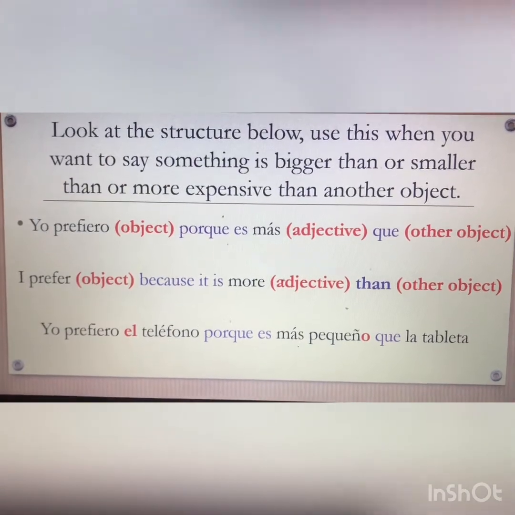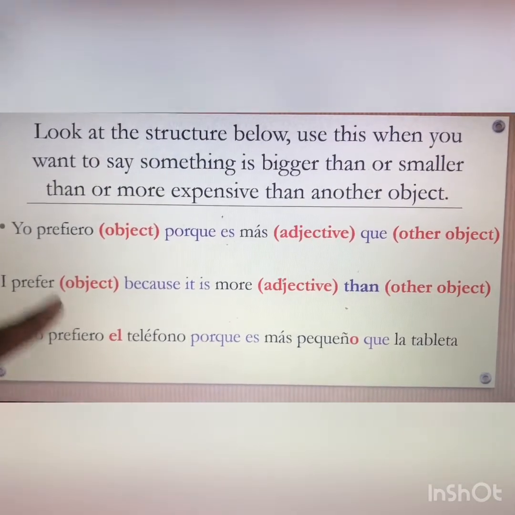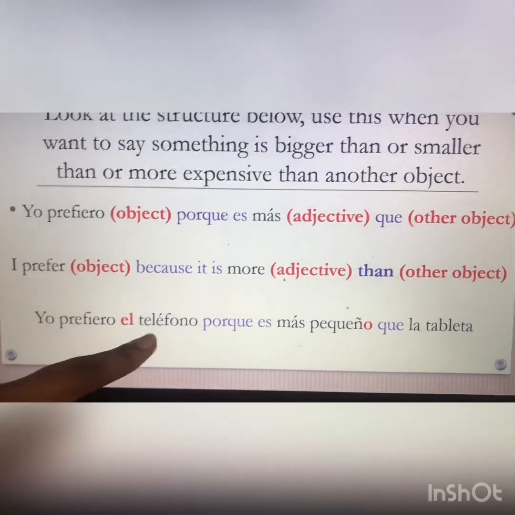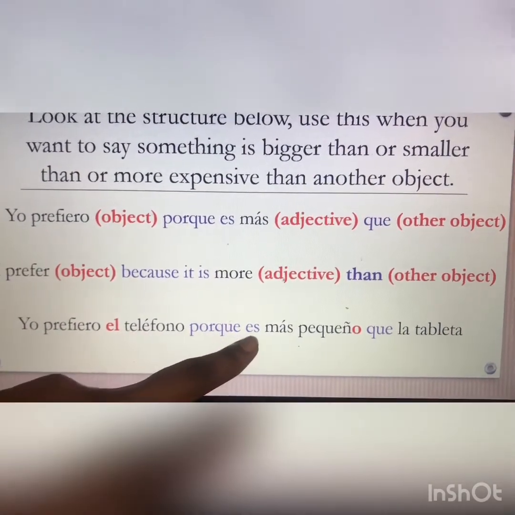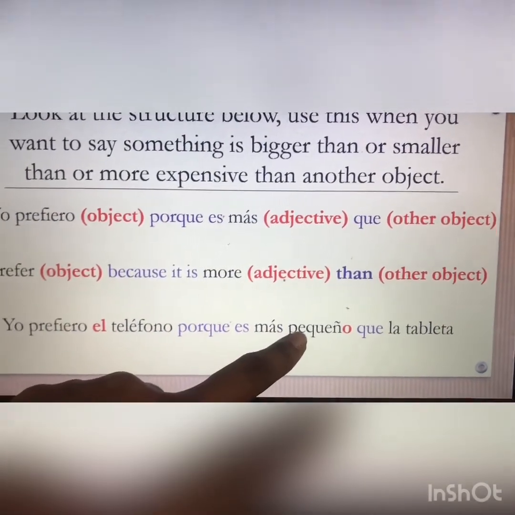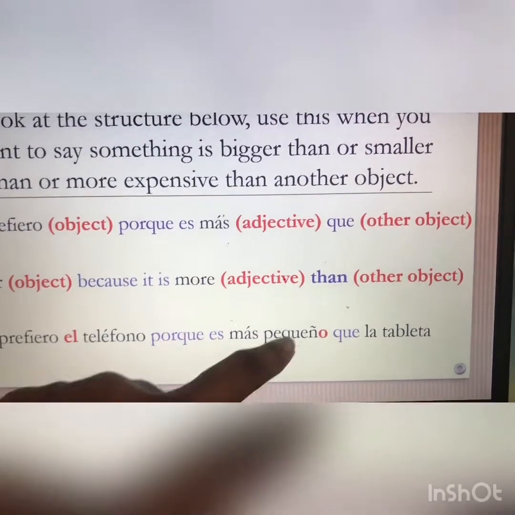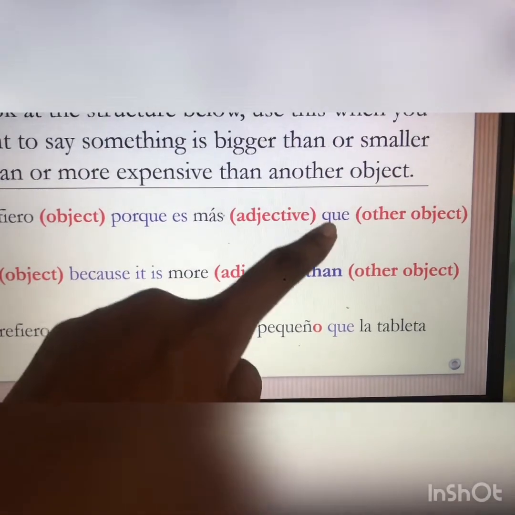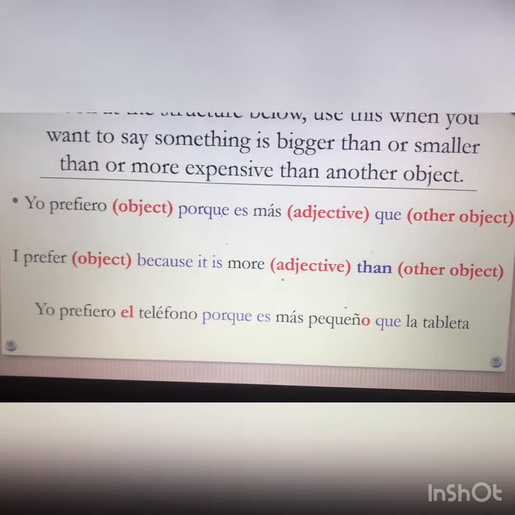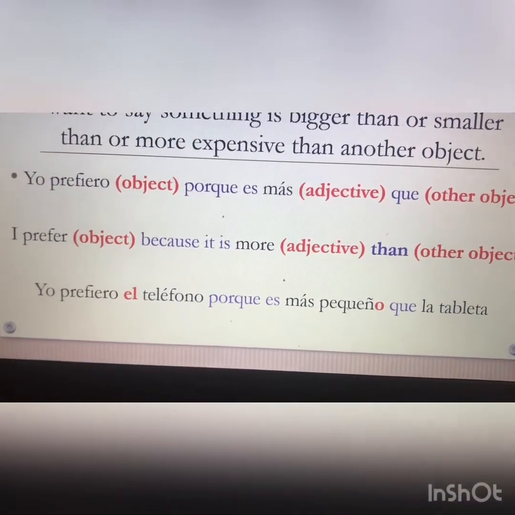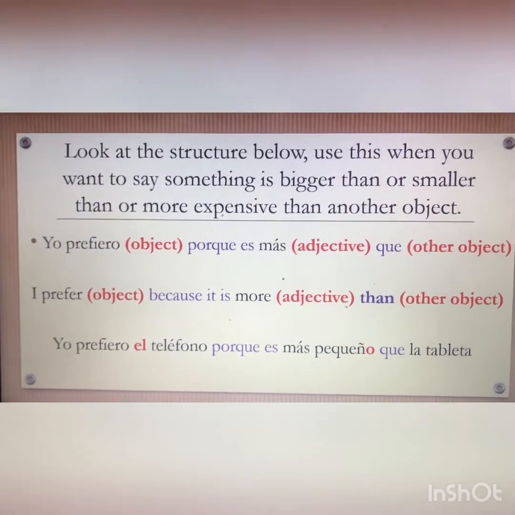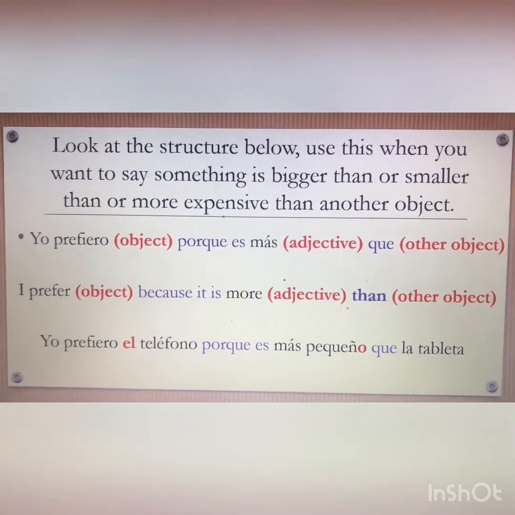Here I have Keisha's response again. She said yo prefiero, then the object in this case would be el teléfono, porque es más, and then her adjective here is pequeño, que. Then the other object in this case would be la tableta. So I prefer the telephone because it is smaller than the tablet. As long as you follow this structure, then you can't go wrong.